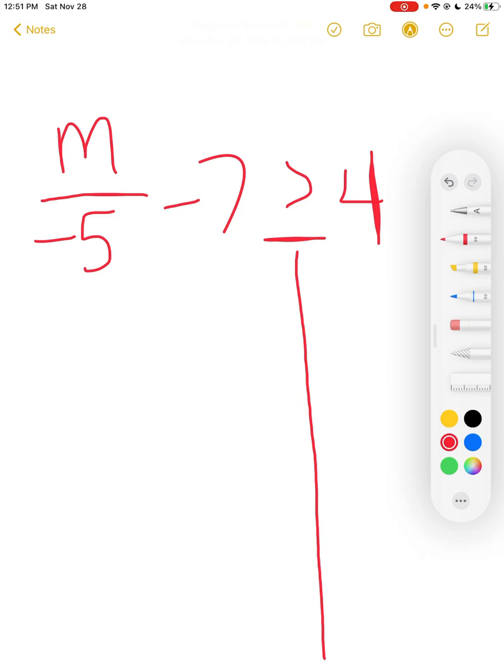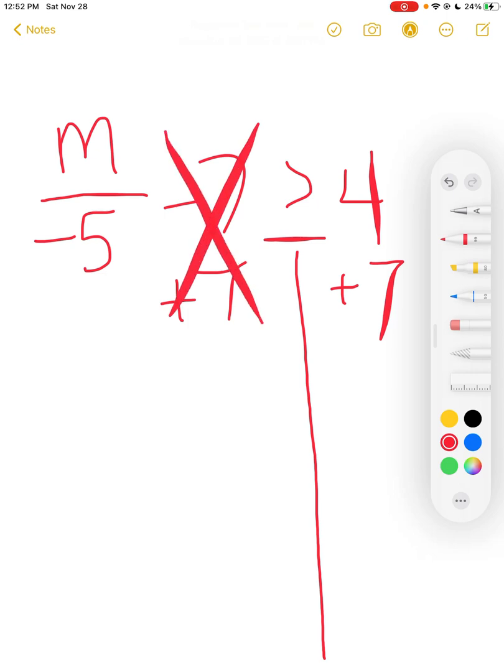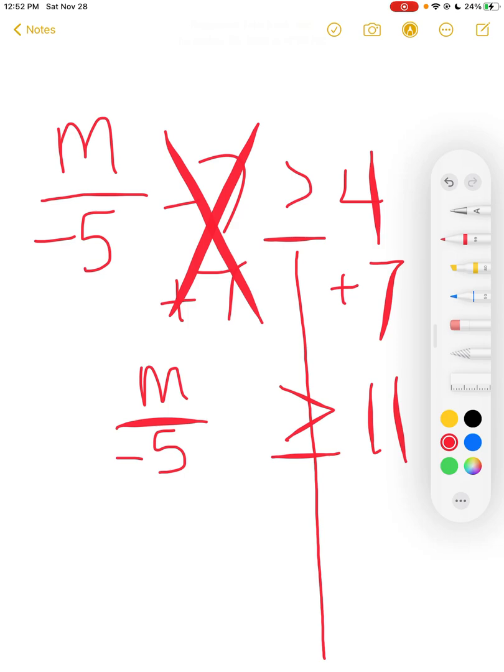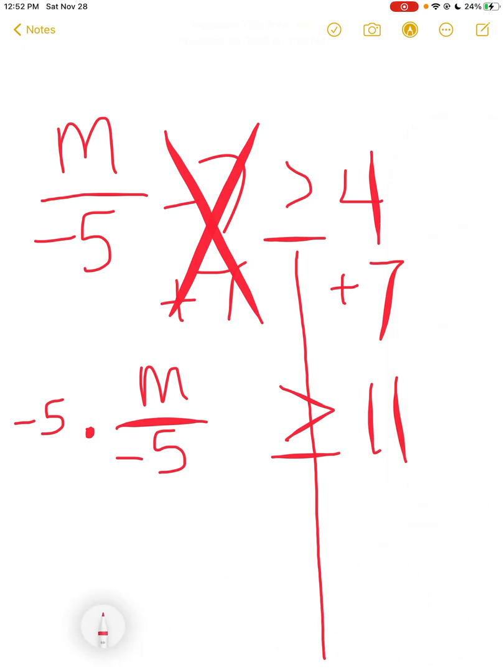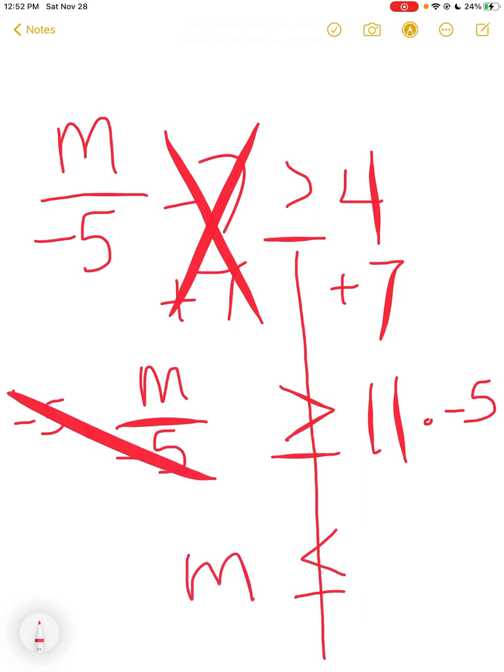All right, you guys, the first thing you want to do is add 7 to both sides to get rid of that piece that's a little bit further away from the m. That leaves you with m over negative 5 on the left, and 11 on the right. Then m divided by negative 5, the opposite would be multiplying by negative 5. Oh, did you hear what I just said? Multiplying by negative 5. When we're multiplying by a negative, what's going to happen to our sign? It's going to flip. So now we have m on the left is less than or equal to negative 55 on the right.